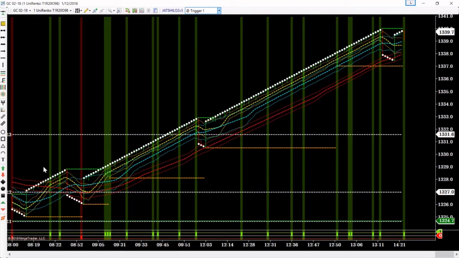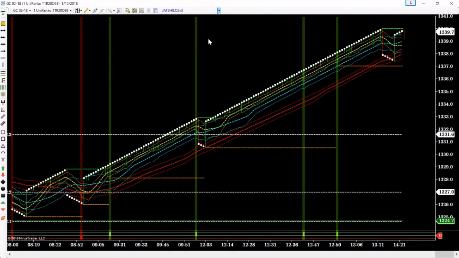So for instance, you can see right here, I would have been in, and then I would have gotten 3 entries right off the bat in the direction. Here's another pullback. Here's another entry. Here's another pullback. Here's another entry, pullback and entry. And you can make a very tight risk to reward parameter for yourself this way.